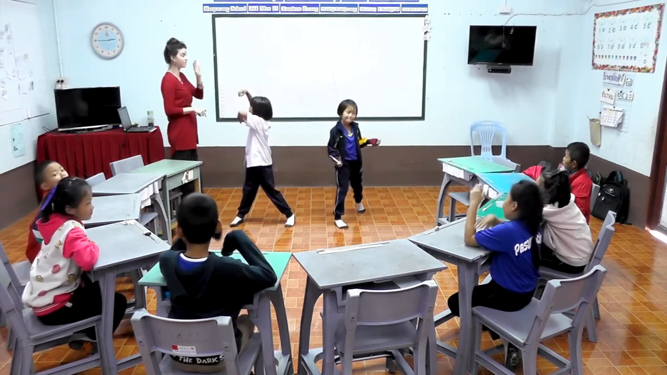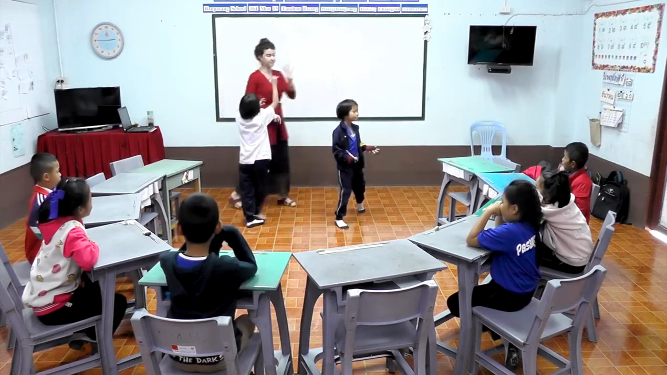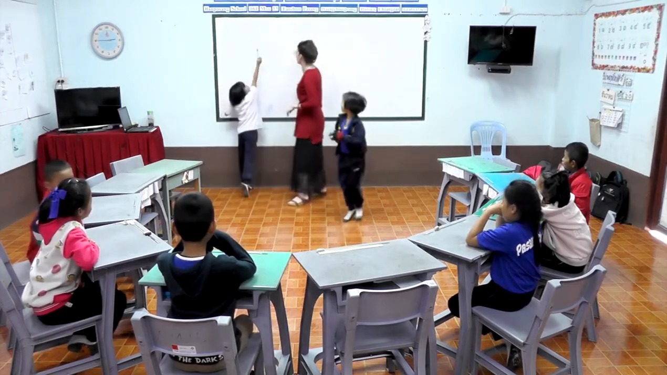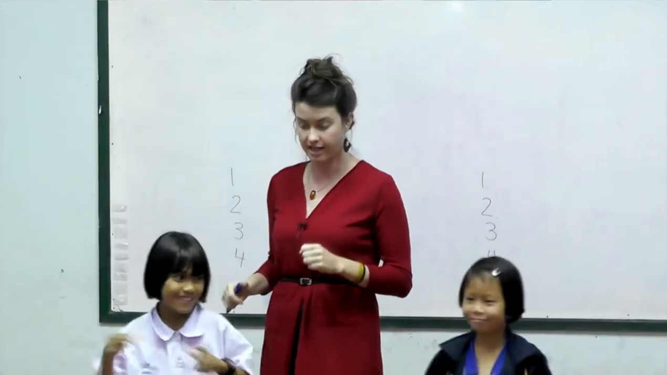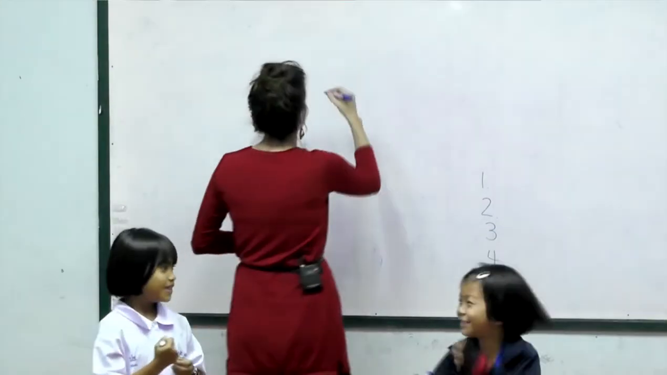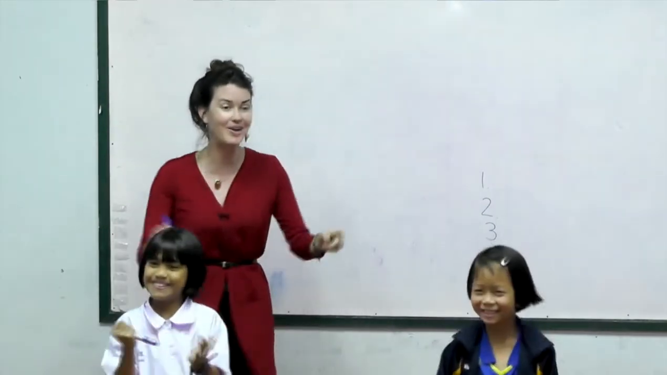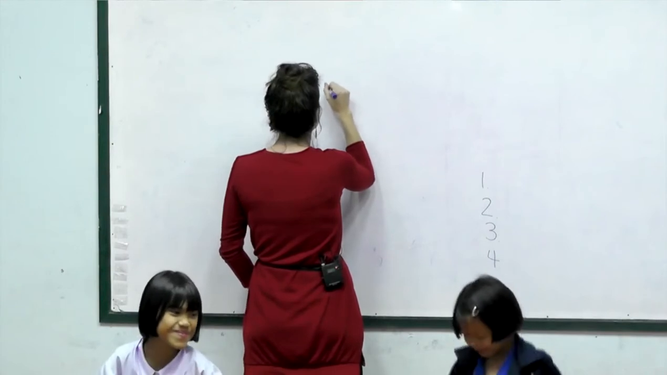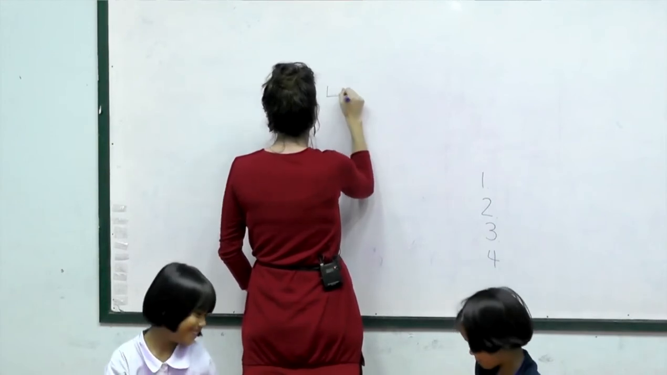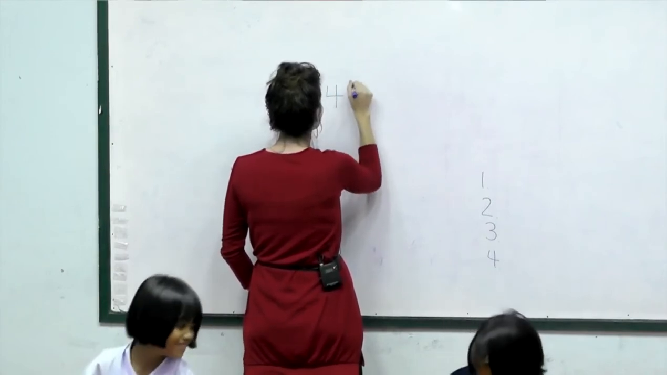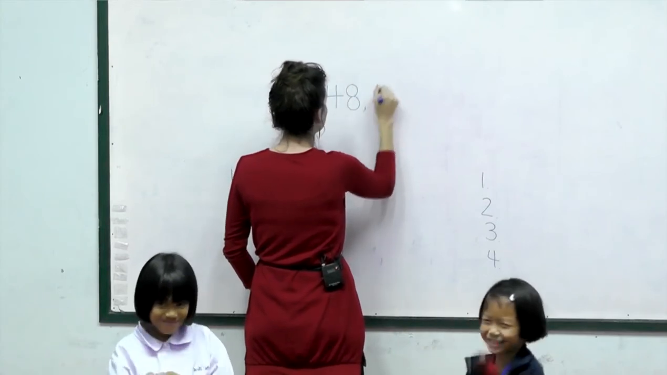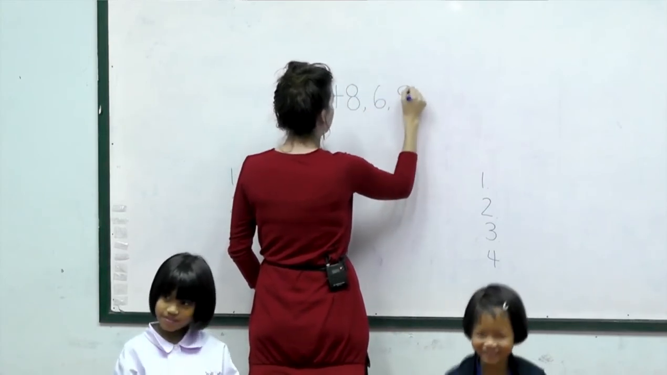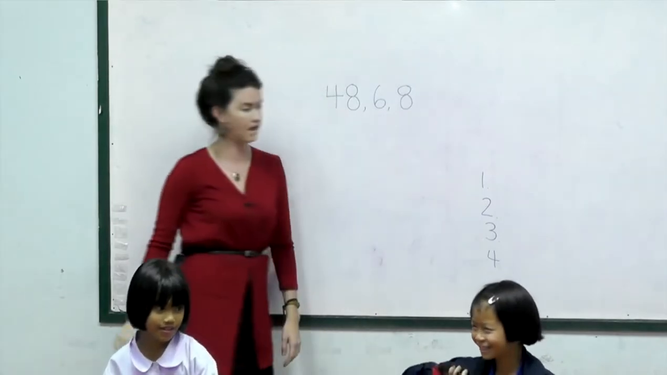So you're gonna do all 4, okay? I'm gonna tell you the 3 numbers. You're gonna try to do it as fast as you can, okay? Here we go. When I say go, you're going to turn around and try to do it fast. Ready? Set? Go!